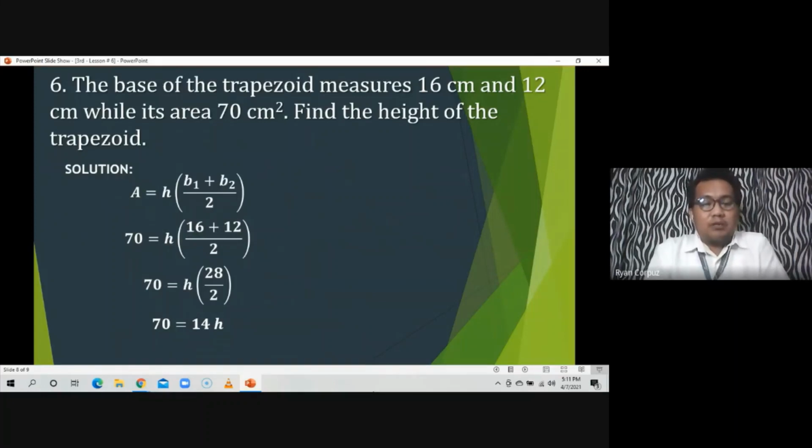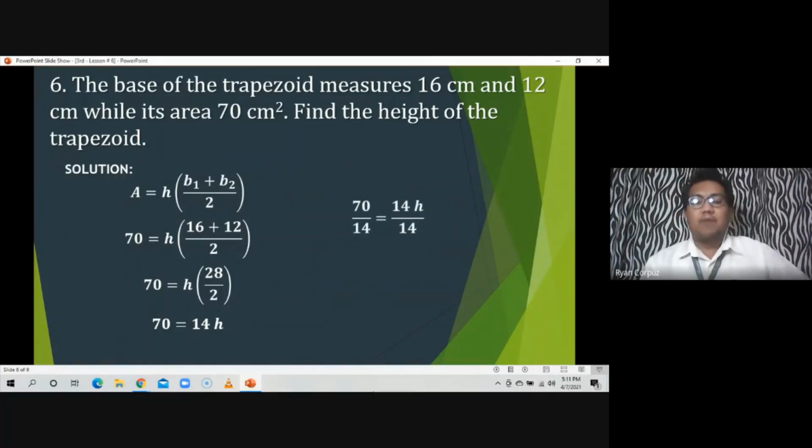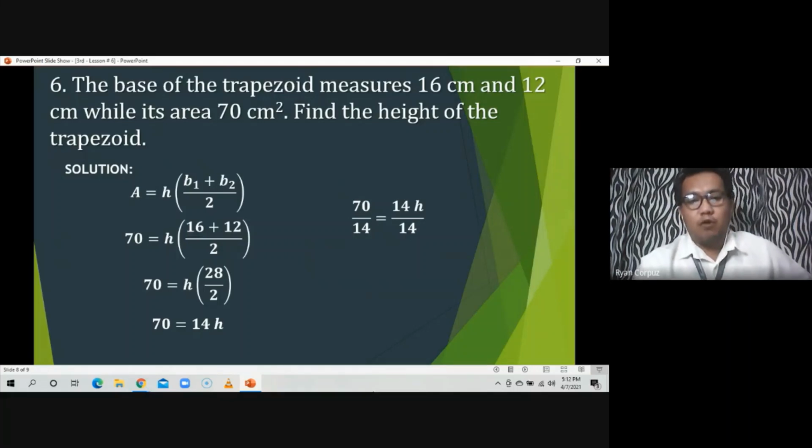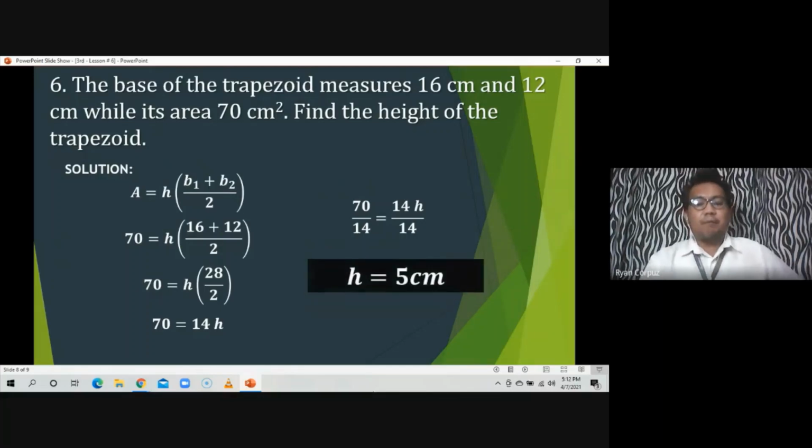So since the height is what we are looking for, and it's still accompanied by 14, we have to divide both sides of the equation by 14. So that we come up with the value of h as 70 divided by 14. Since 70 is exactly divisible by 14, we come up with the value of its height as 5 centimeters. So the height of the trapezoid in the given problem number 6 is equal to 5 centimeters.